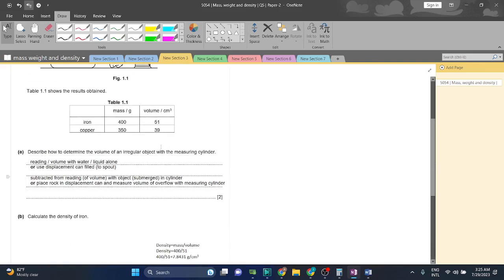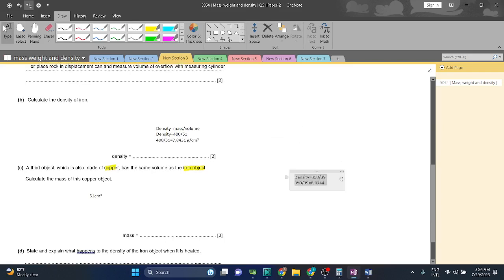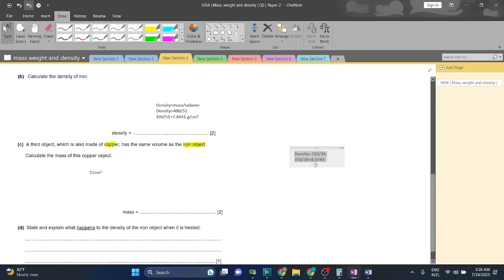We have the specific values given, so we can find its density. Density is equal to mass divided by volume. मास कितना है? 350. वॉल्यूम कितना है? 39. So if we do the math, 350 divided by 39 will give 8.9744. अच्छा, this is the density. We have the density, we have the volume. So if we apply the formula, density is equal to mass divided by volume, 8.9744 is equal to mass divided by 51, which is the volume.